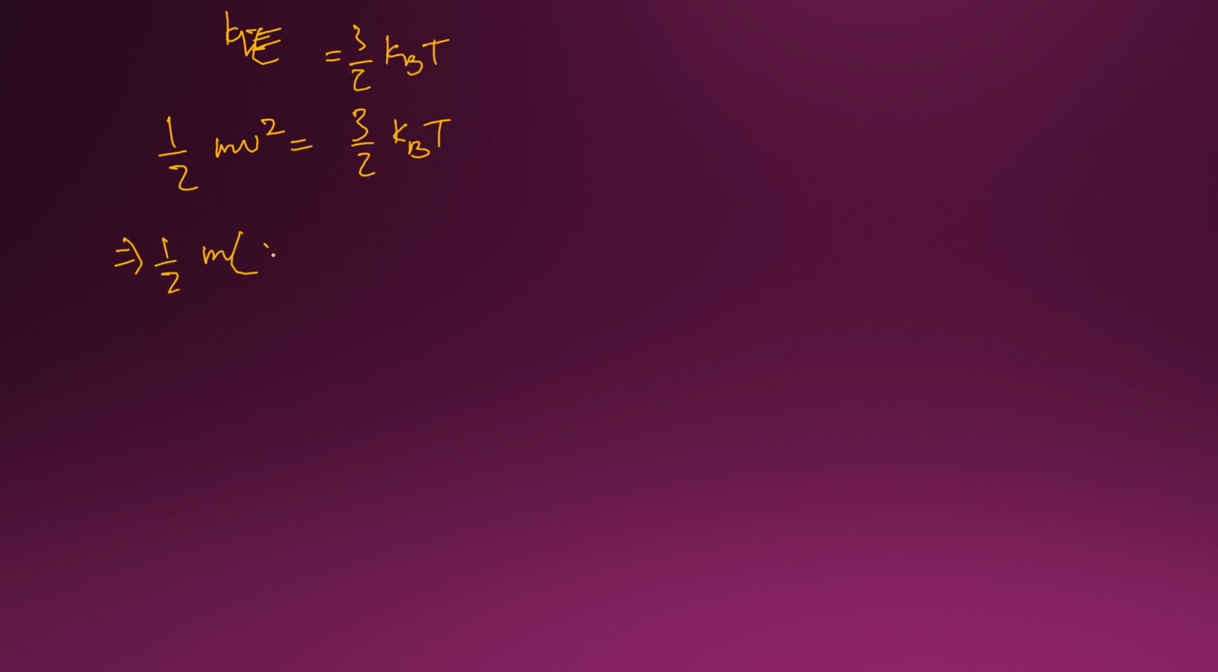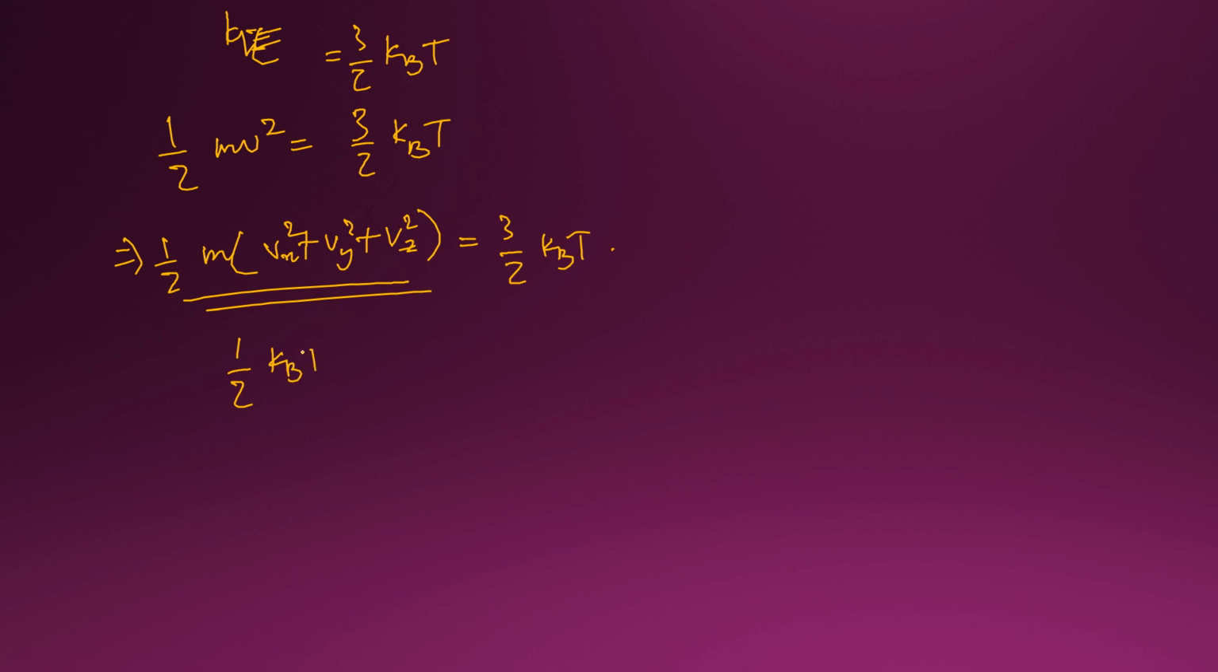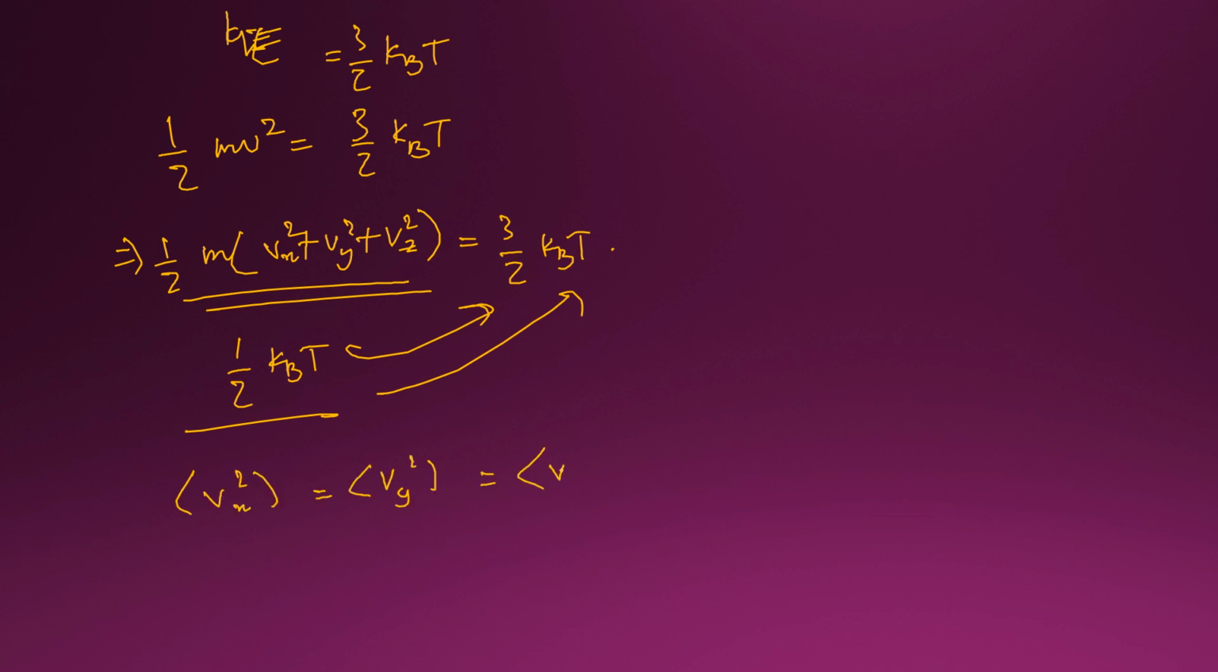Half m (vx square plus vy square plus vz square) is equal to 3 by 2 kBT. So each term will give me what? Half kBT. Then only I will get 3 by 2 kBT, isn't it? Only if each term gives me half kBT, I will get 3 by 2 kBT. So that's why Vx square is equal to Vy square is equal to Vz square is equal to half kBT.